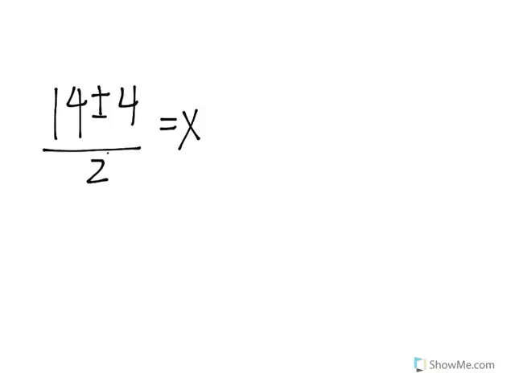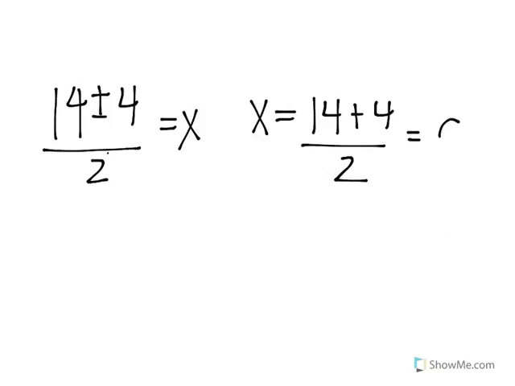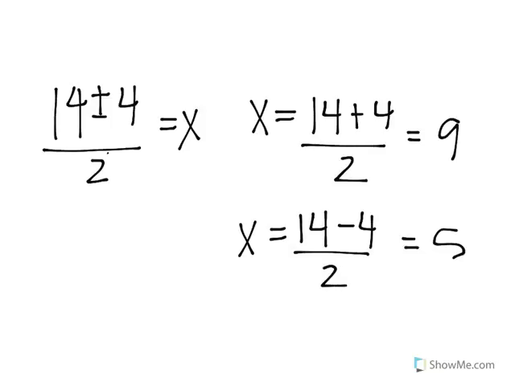Now, because there is a plus or minus, you're going to have two answers for x. So x equals 14 plus 4 over 2, which is 9. Also, x equals 14 minus 4 over 2, which equals 5. So your two answers are x equals 9 and x equals 5 for the equation that you gave at the beginning.